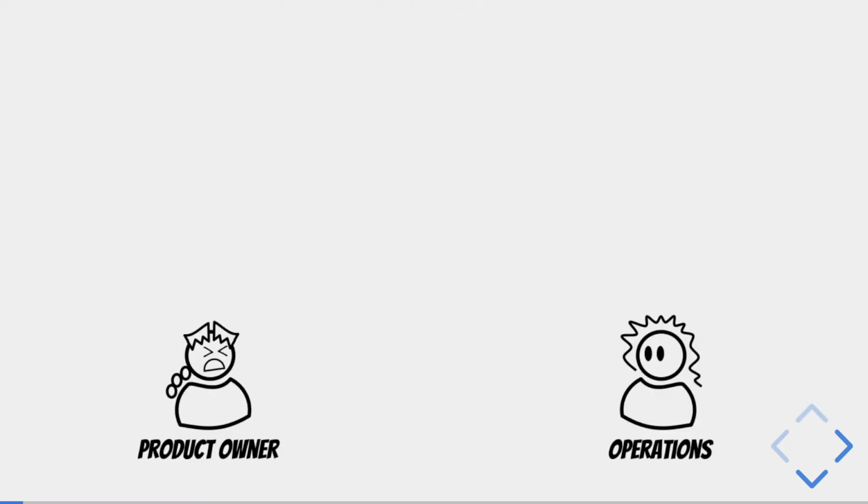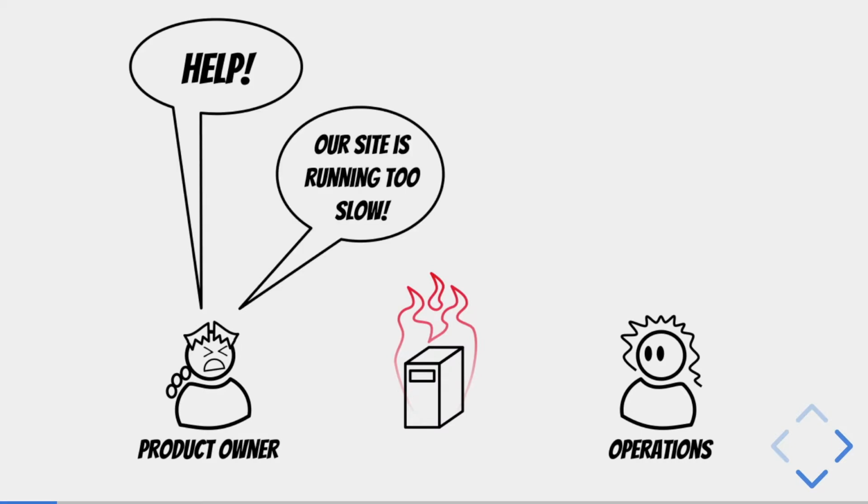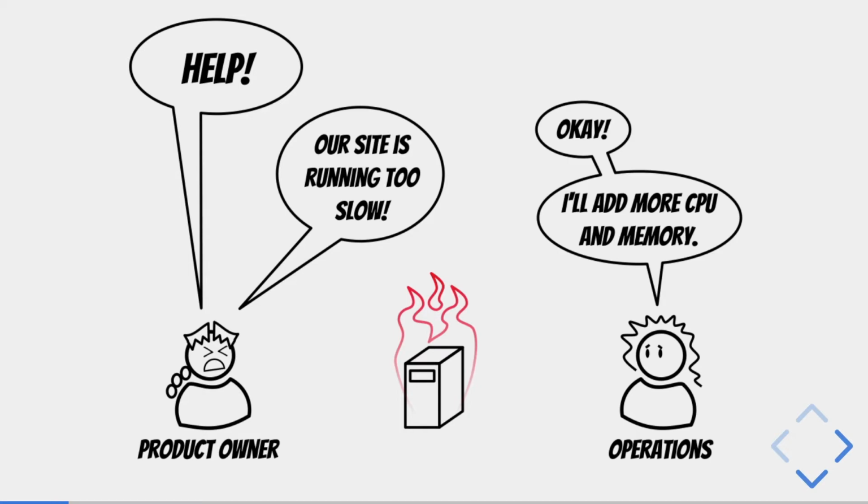Let's say that you're an operations person and your product owner bursts into your office and they're already having a bad day. Why? Because their server is on fire. Your product owner says, "Help! Our site's running too slow." And of course, you're there to make everything work smoothly and fix problems, so you say, "Sure, I'll just add more CPU and memory to this particular server."